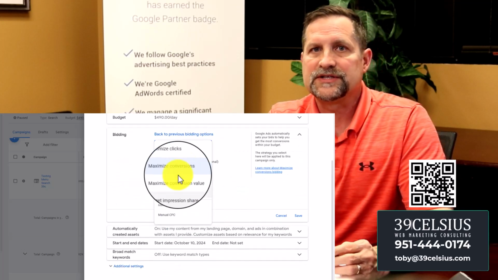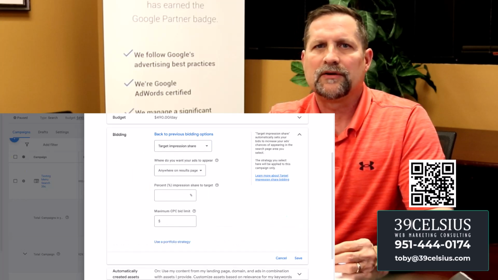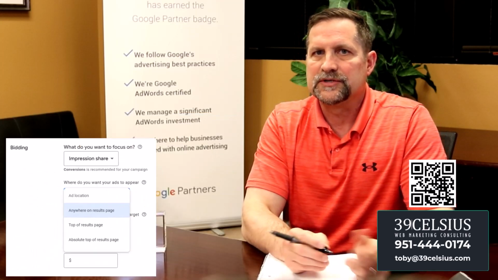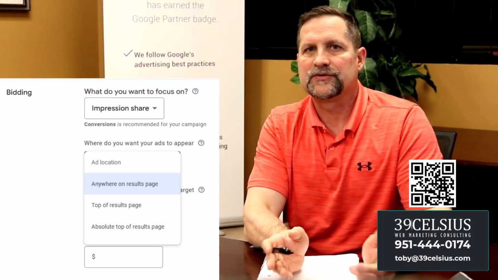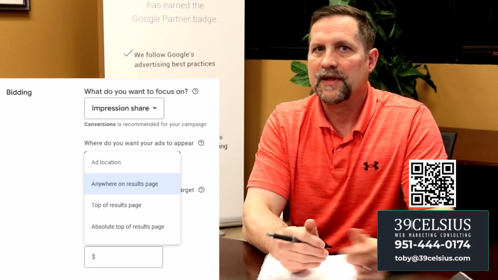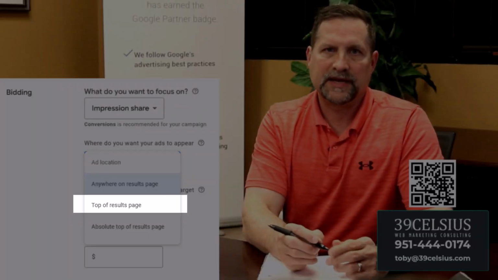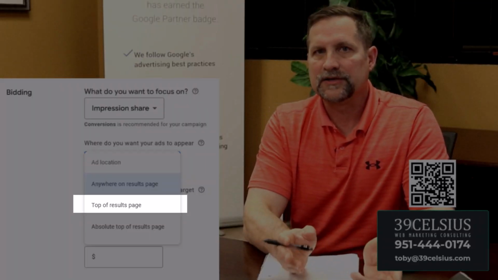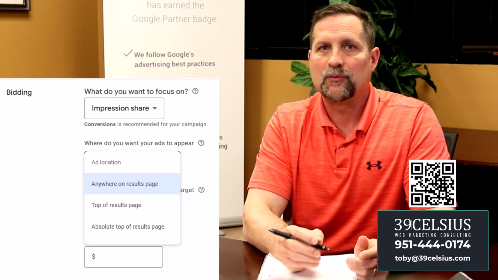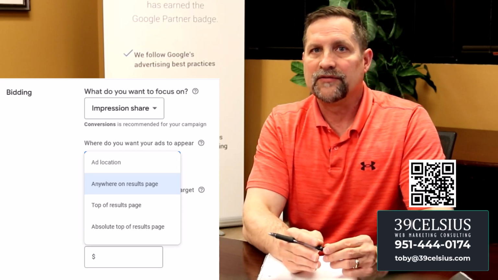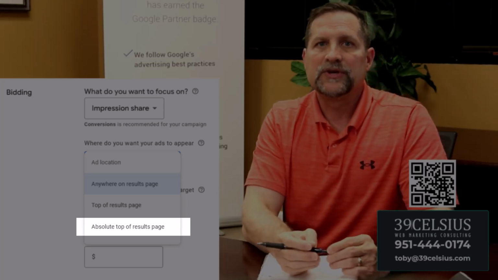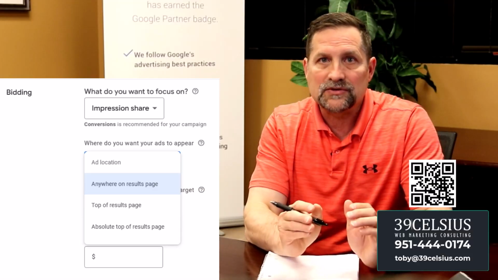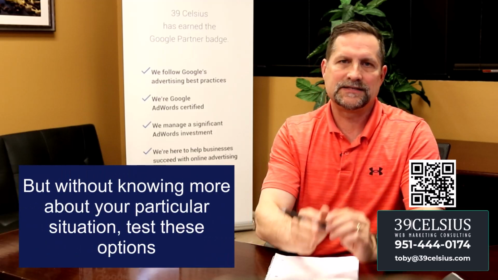Now, you have some choices. The first choice is, where do you want your ads to appear? Here are the options. Anywhere on the results page: this will make sure you show on the first page, but possibly not at the top. Then we have top of the results page, which increases the likelihood your search ad shows in the top 1 to 4 locations above the organic results, or the absolute top of the results page, which means you want to show at the absolute top. Without knowing more about your particular situation, I would encourage you to test these options.